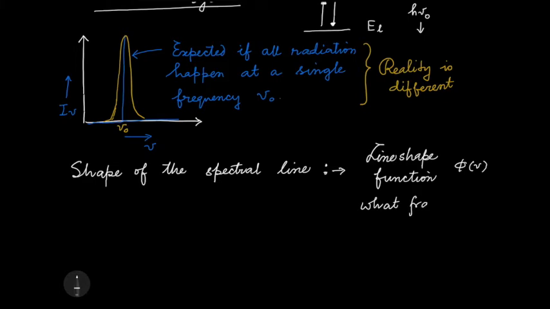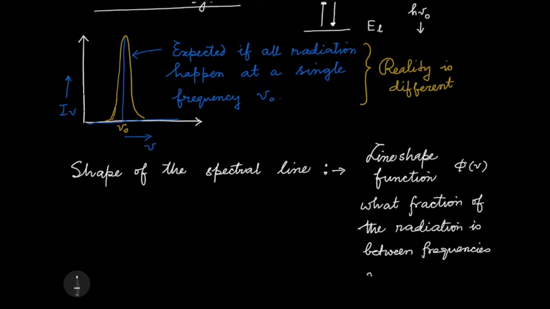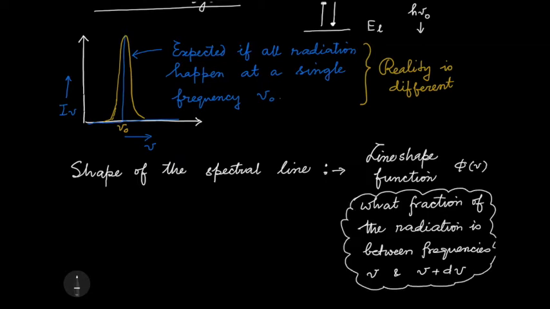So what does it tell you? It tells you what fraction of the radiation is between frequencies nu and nu plus d nu. So this is what the line shape function gives you.